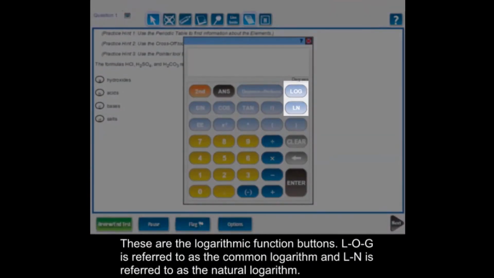And on both the first and second calculator screens. These are the logarithmic function buttons. LOG is referred to as the common logarithm, and LN is referred to as the natural logarithm.